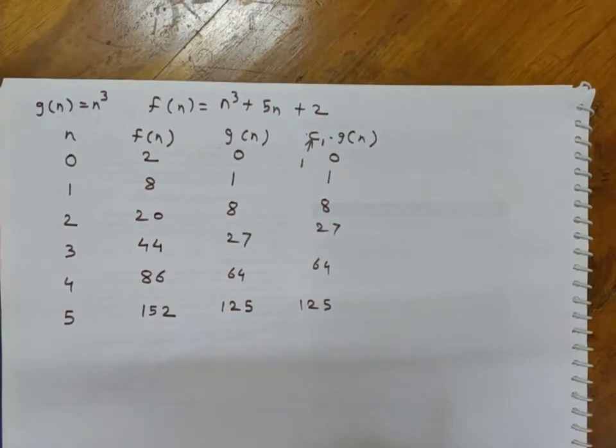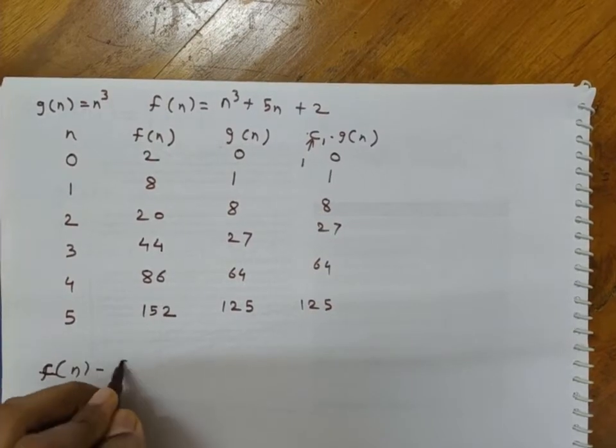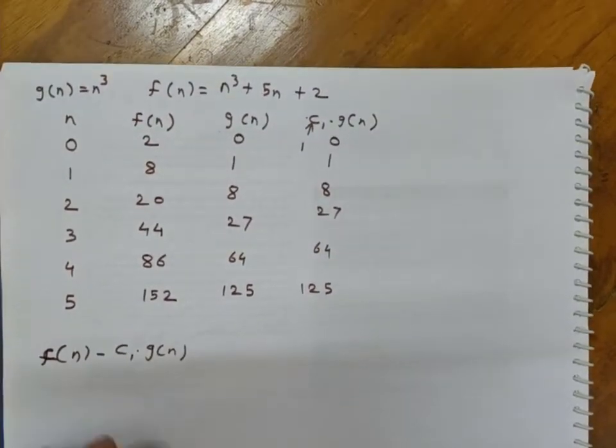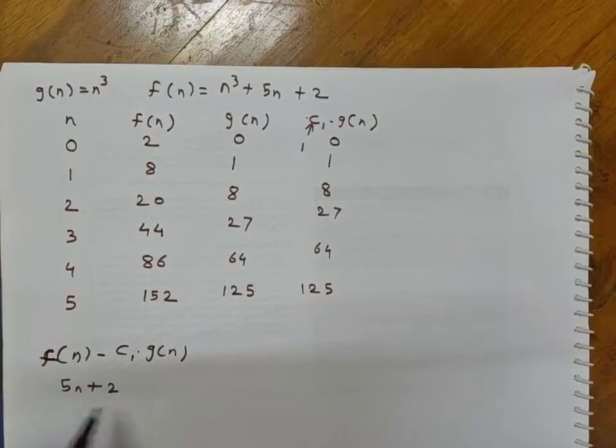And what will be the function in that case? Just think about it. If I talk about fn minus C1 gn, what is the result? The resulting function is actually 5n plus 2. That's the resulting function.